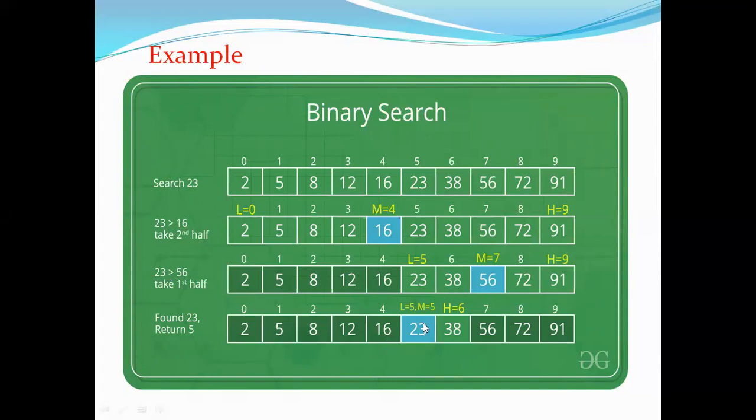So again we calculate. High equal to middle minus 1. Middle is 7, 7 minus 1 is 6. Again calculate middle: low 5 plus high 6 is 11, 11 by 2 is 5. So the 5th element is 23. This is the way to calculate. This is the example to determine whether the element is in the list or not.